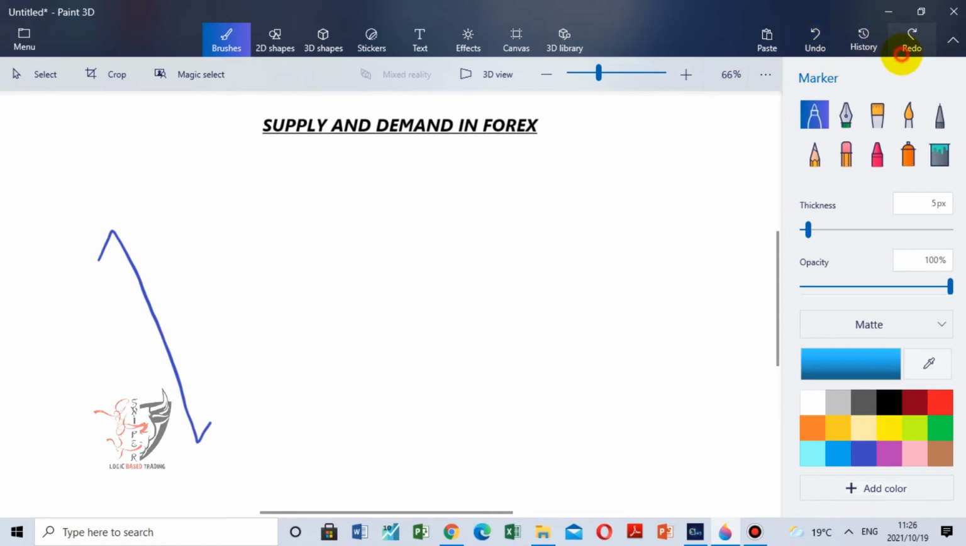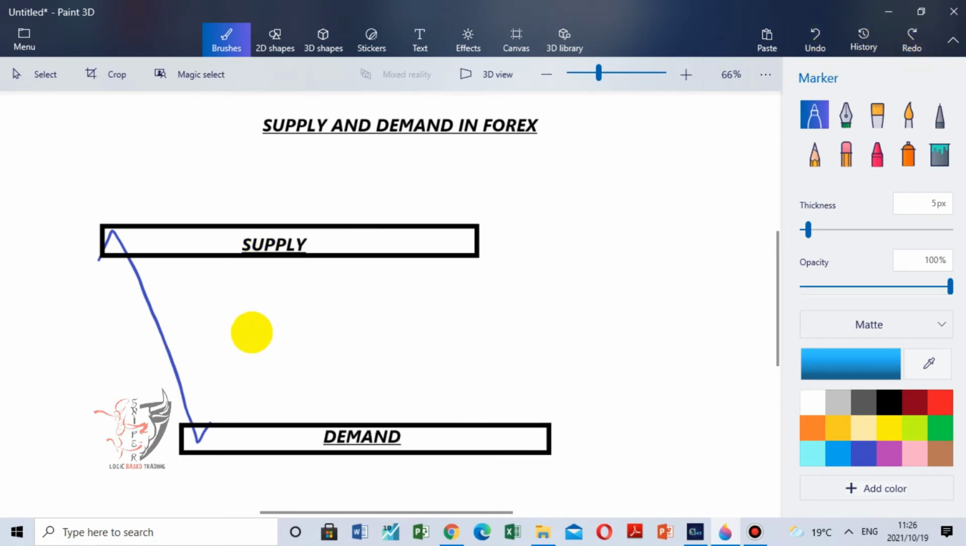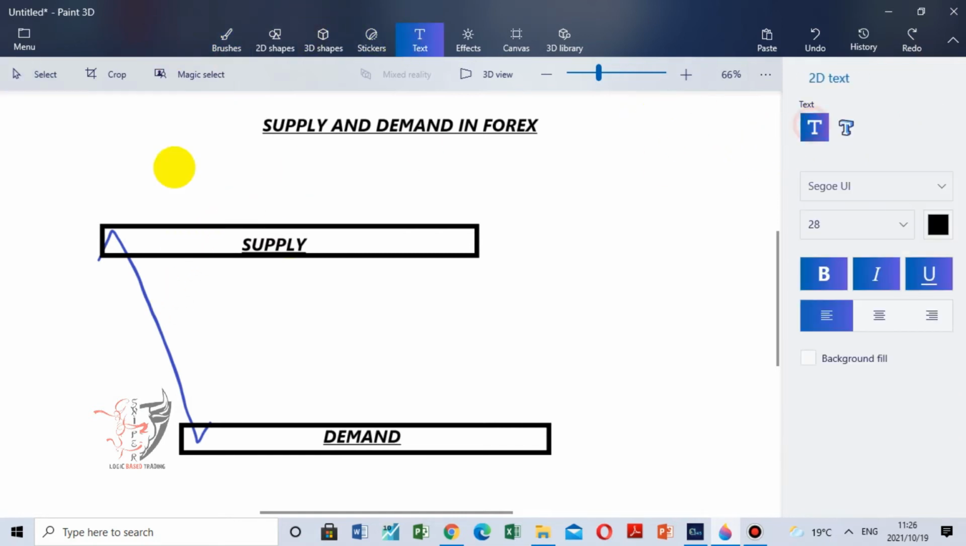What I've just shown you are reversal bases. Let me write here so that you understand. These are reversal bases, and this is how they form. I'm going to show you how they form now.